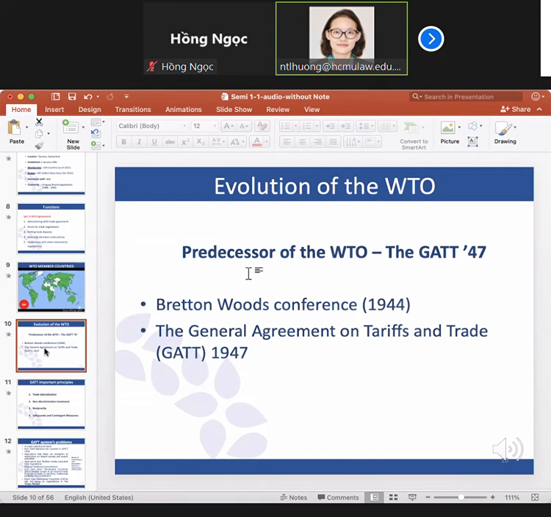These organizations are, namely, first, the International Monetary Fund; second, the International Bank for Reconstruction and Development, that is the World Bank; and also the International Trade Organization. Now, I have to emphasize here that the three pillars are the IMF, the World Bank, and the International Trade Organization, in short the ITO, but not the WTO, okay?